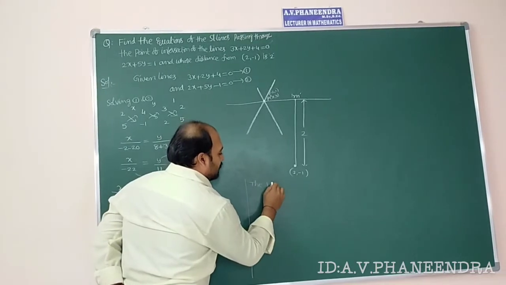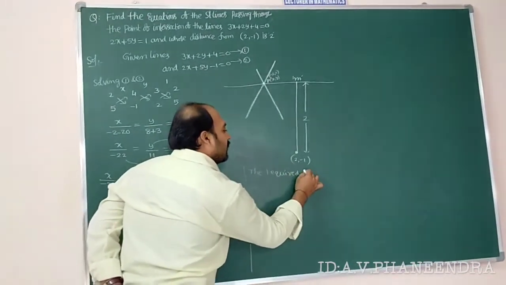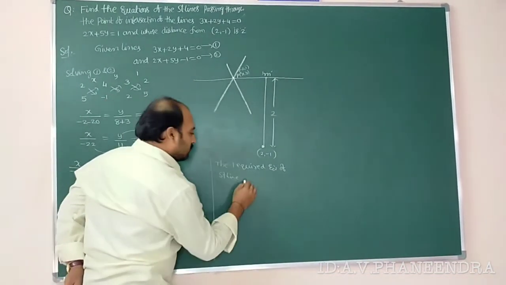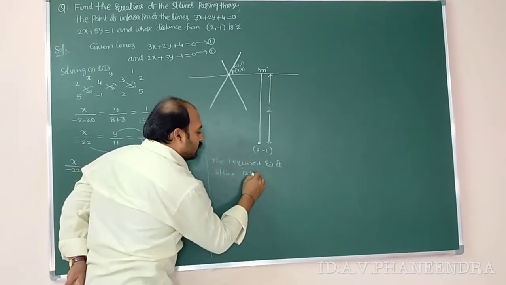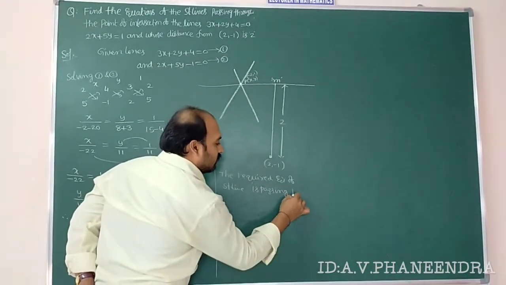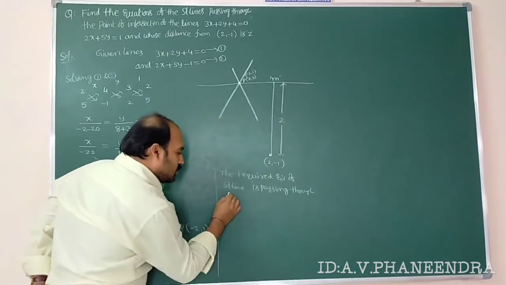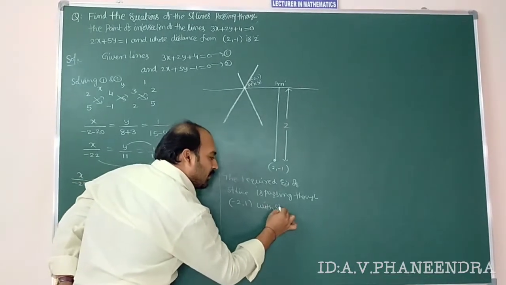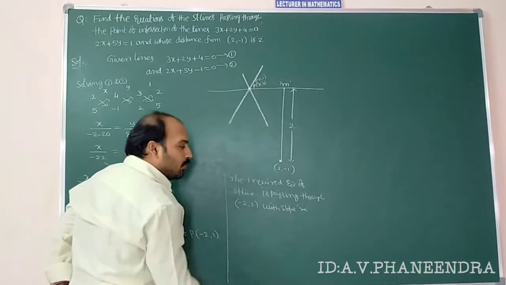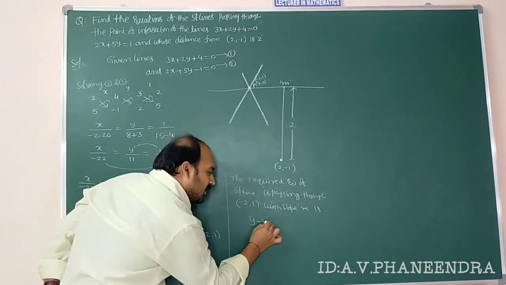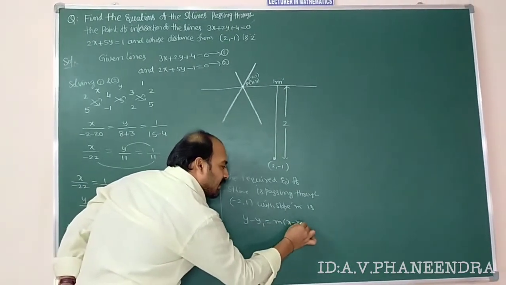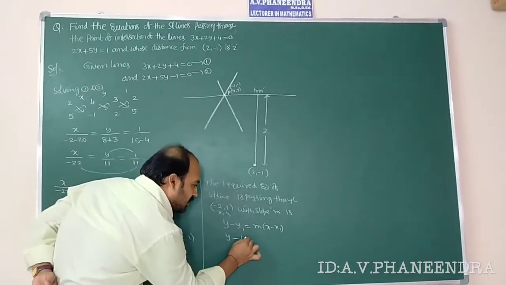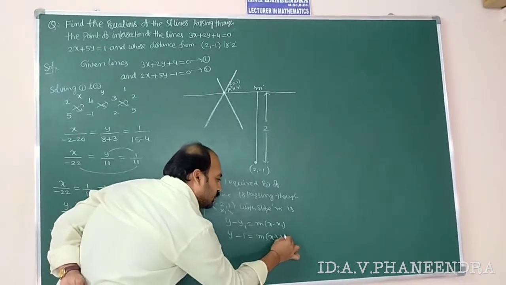The required equation of the straight line passing through minus 2 comma 1 with slope m. We are assuming that the slope is m. With slope m, the equation is y minus y1 is equal to m into x minus x1. In place of x1, y1 we write minus 2 comma 1. So y minus 1 is equal to m into x minus of minus 2.